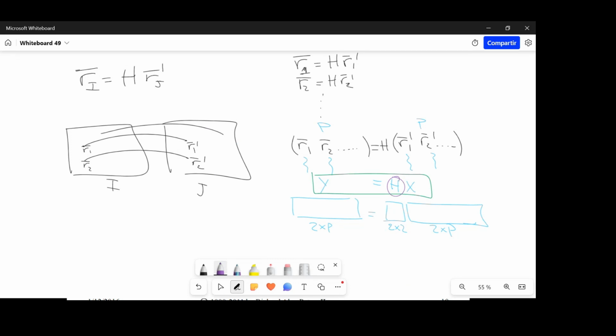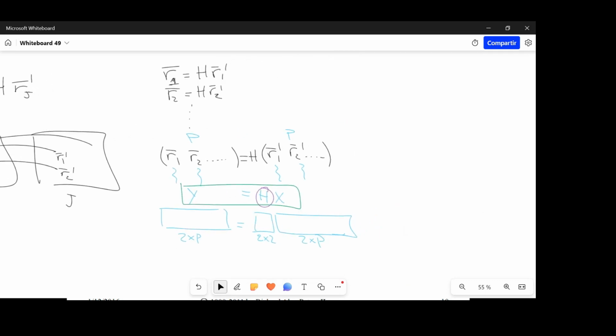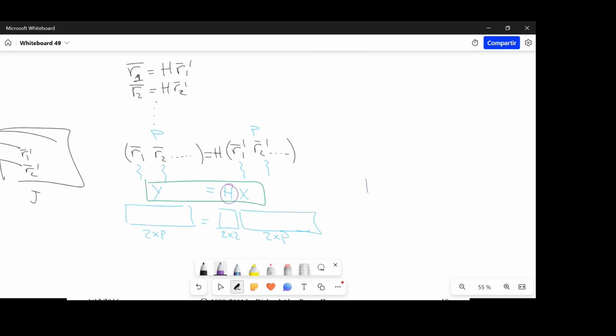So if I want to solve for H, I would say A is equal to Y X minus 1. Is that fine? So I multiply by X minus 1 on the left, the right, and then I get H. That's correct.